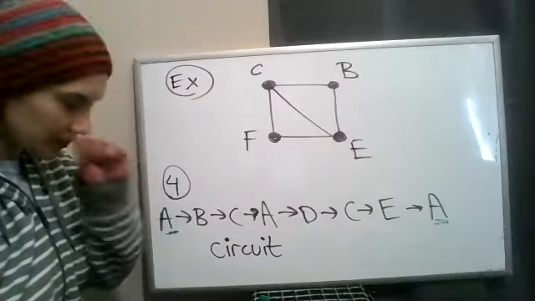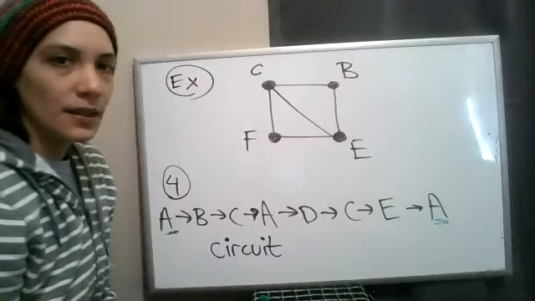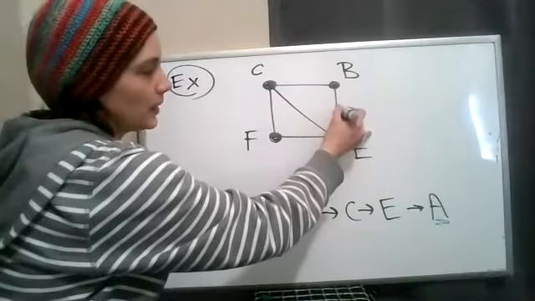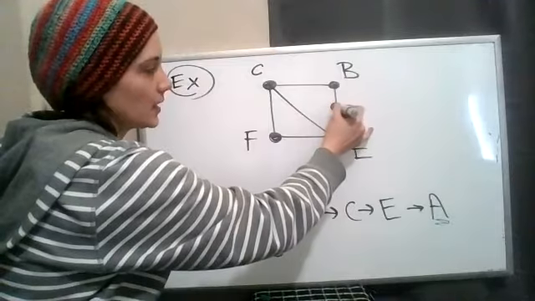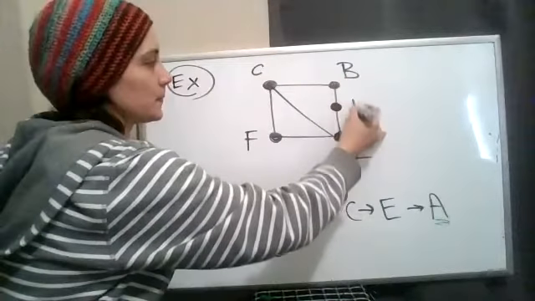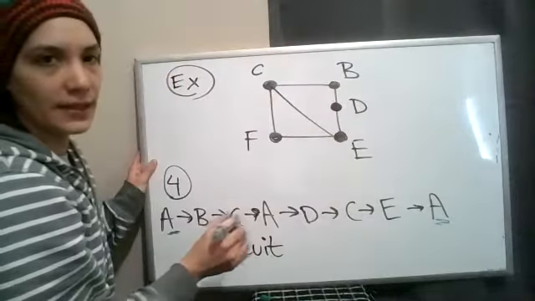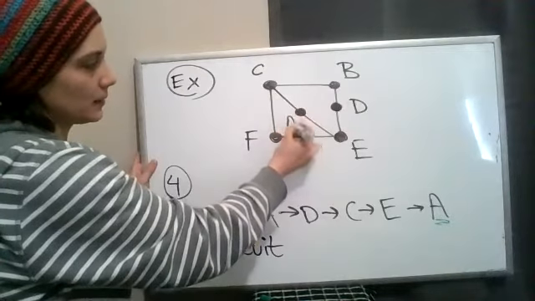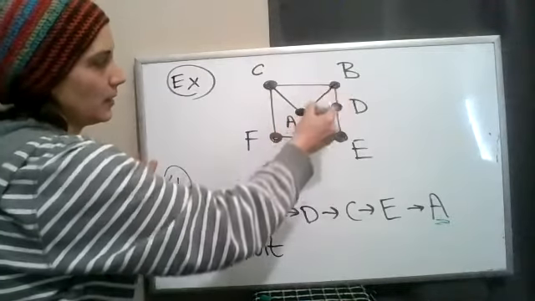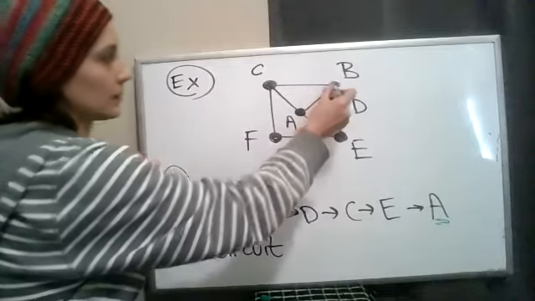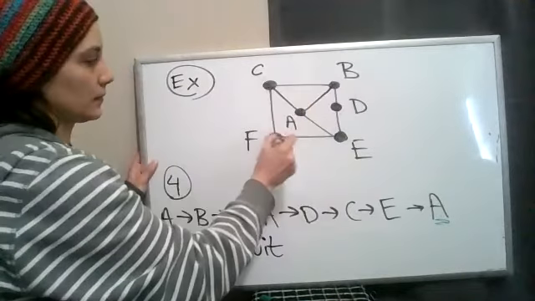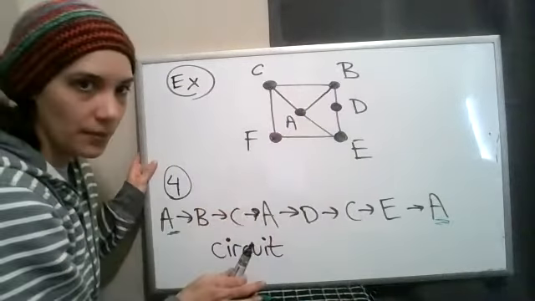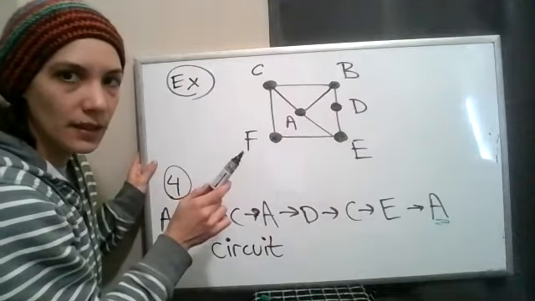Okay. There's still some more. Right in the middle of BE is another vertex, D. I did the same thing here and put a vertex A. And then connect A with B. And that's everything in the graph.